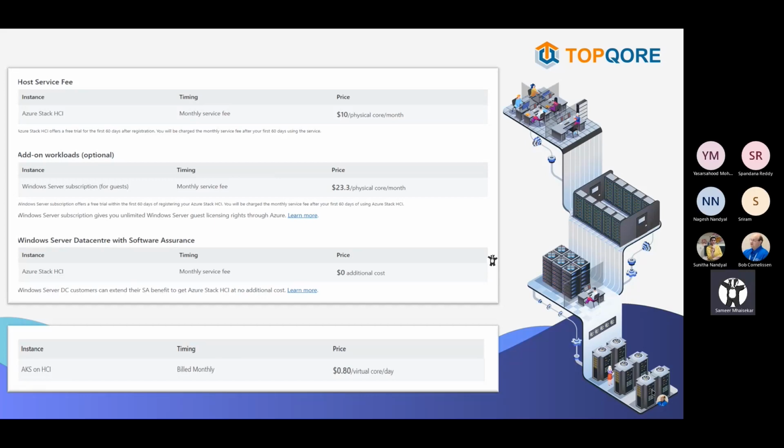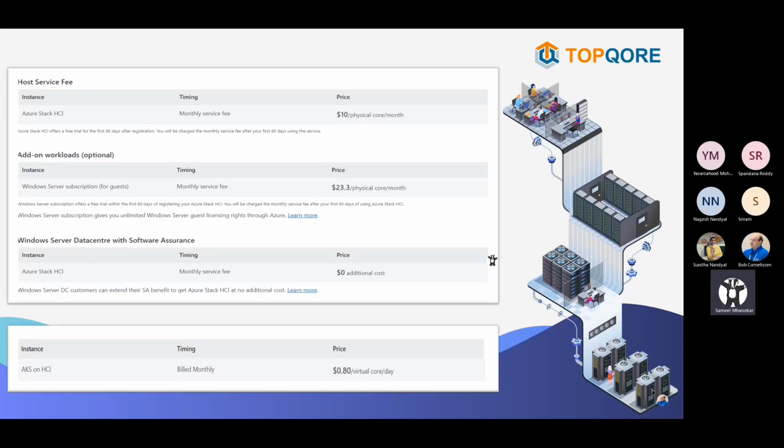Now keep in mind that the guest operating system licensing is different. If you're running AKS, it is billed differently. If you're running a Windows Server operating system on it, it is billed differently. But there are also ways to get around that. As I previously mentioned, for $10 per core per month, you've got your virtualization platform set up. Now you want to install a secondary operating system on it, which is a Windows operating system, for example.